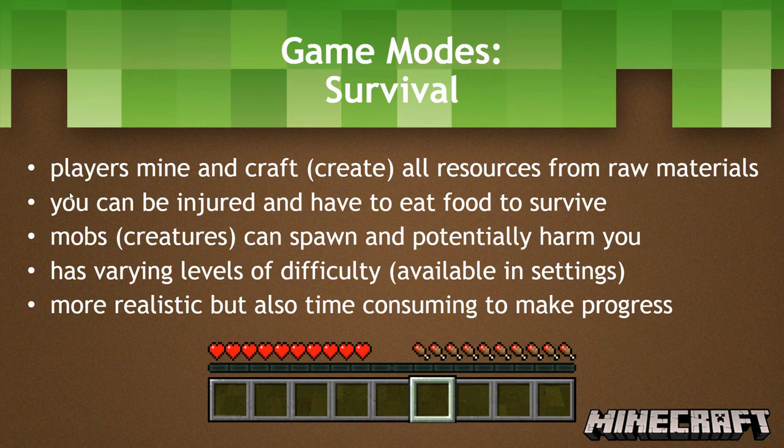In survival mode, you have a health bar and you can be injured through things like attacks from other characters or creatures like little mobs or monsters that can spawn. You can also take damage from falling from a certain height, or you can even die if you fall from too high. And you also have to eat food in order to survive in the game. Food can be harvested from animals or plants.